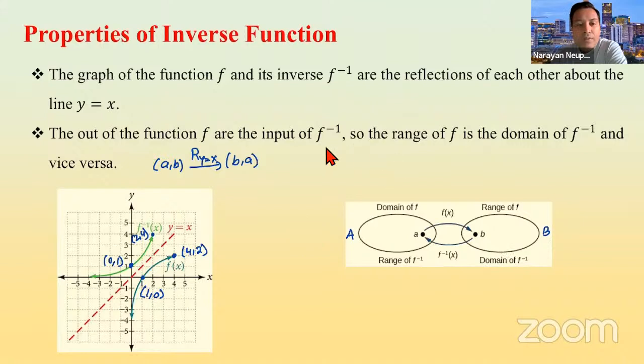The meaning of that is the range of function f is the domain of the inverse and vice versa. That means for the function f and its inverse, the domain and range are interchangeable. The domain of f is the range of f inverse, and the range of f is the domain of f inverse. You can clearly see this in the diagram. That is a very important concept that you should know. These are the two very important properties of the inverse function that we'll be using today.